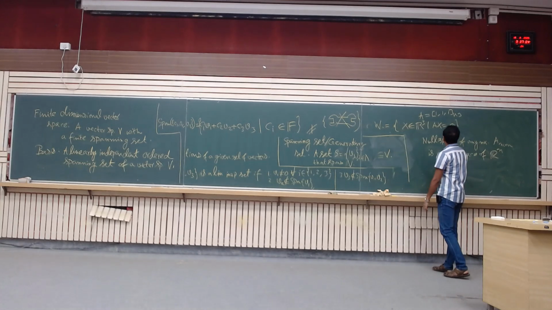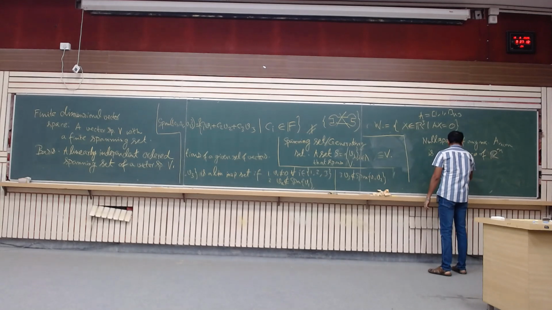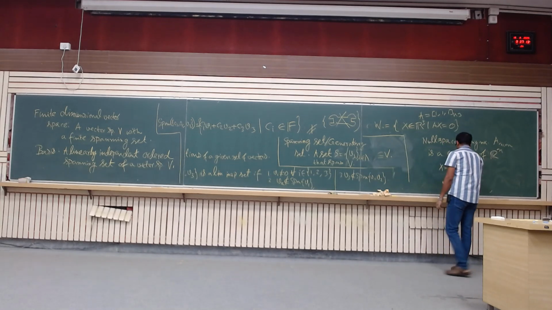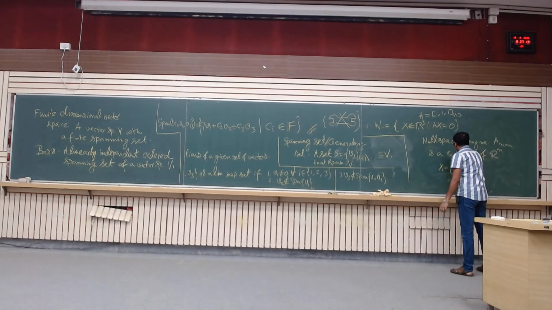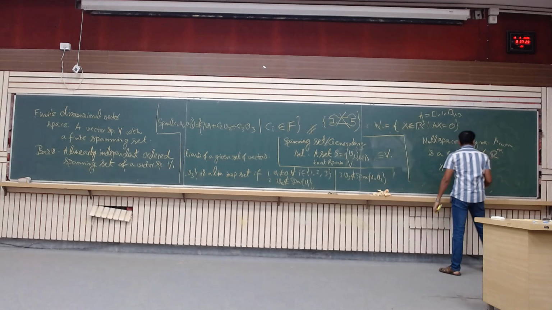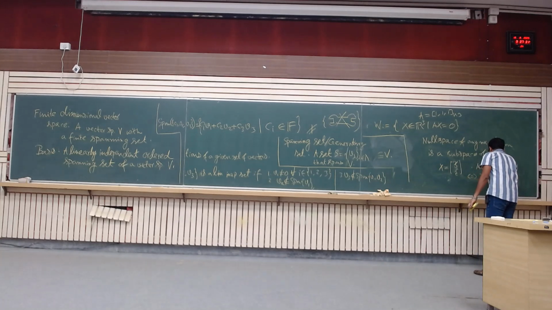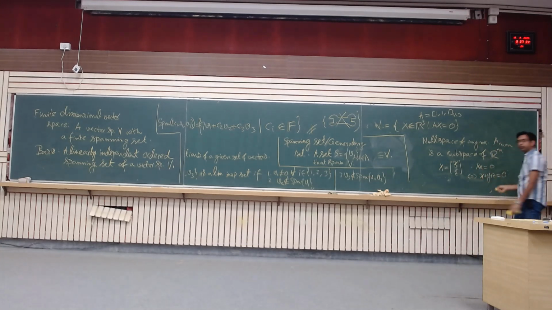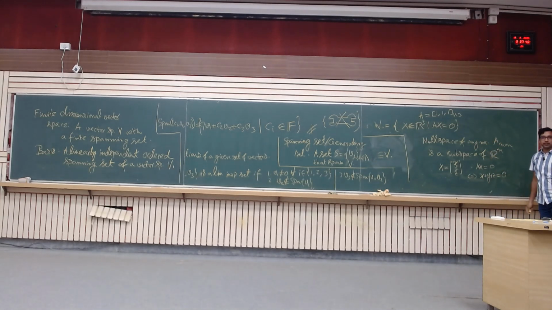So what does it mean? Consider this as x, y, z. Then Ax equal to 0 would be equivalent to saying that x plus y plus z is equal to 0, right? So we are looking at tuples x, y, z such that the sum is equal to 0. And now we would like to see what kind of things span this space.